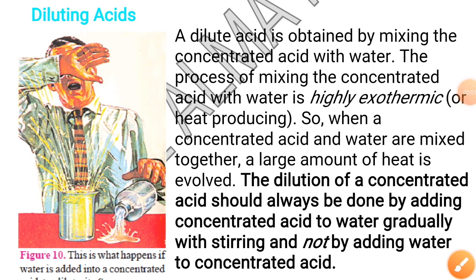In last class, students, we studied what is common among all acids and bases and how they behave with water. Today we are studying about diluting acids. A dilute acid is obtained by mixing concentrated acid with water, and the process of mixing concentrated acid with water is highly exothermic. A large amount of heat is produced in this process. So, when a concentrated acid and water are mixed together, a large amount of heat will be produced.